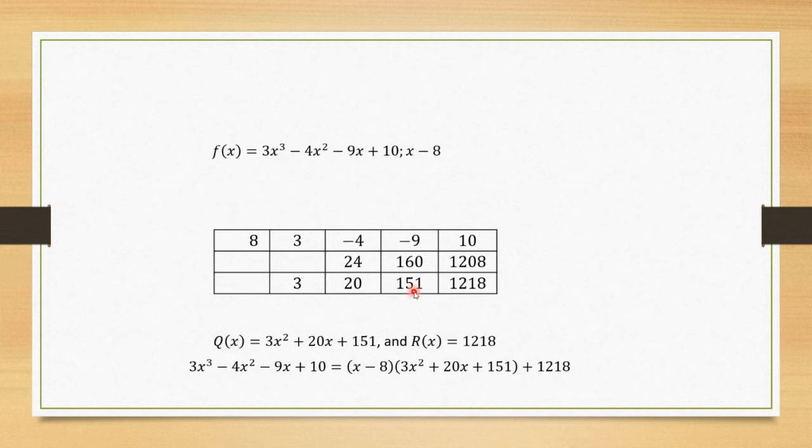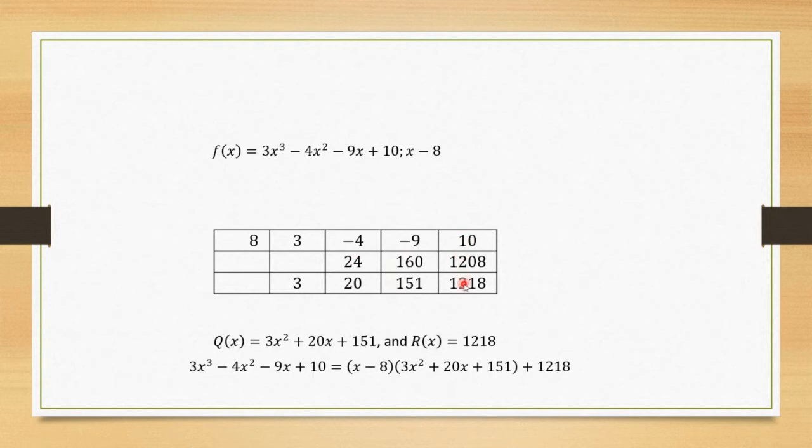8 times 151, this would take a calculator or something. If you multiply, you would get 1,208. You could just check that in the calculator if you want. I definitely did not do that by hand. And then you add to get 1,218.